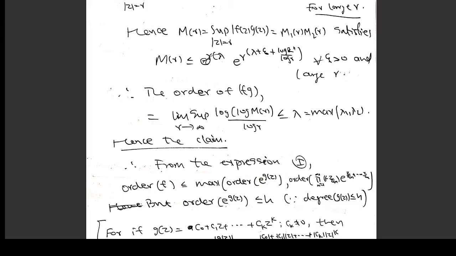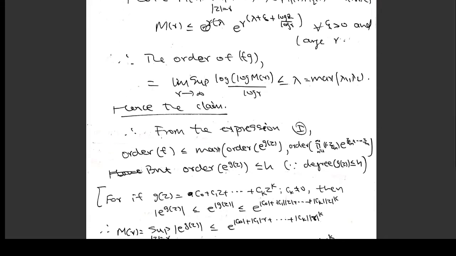Therefore the M(r) satisfies the inequality that it is at most e raised to r to the power lambda plus epsilon, for all epsilon greater than 0 and for large r. So therefore the order should be less than or equal to lambda. That's what we have, because the order is the smallest number with the property that it is less than or equal to lambda plus epsilon. So that proves the claim.